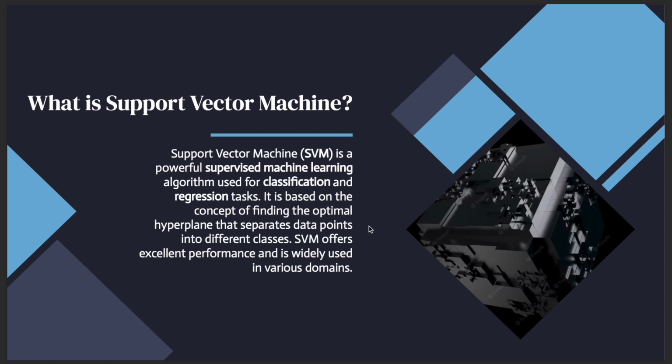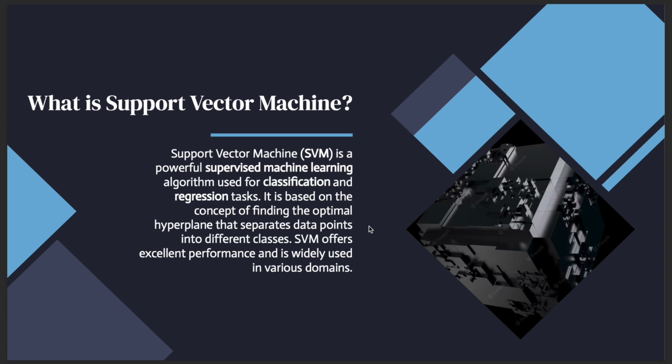The goal of an SVM is to find the optimal hyperplane that maximizes the margin, which is the distance between the hyperplane and the closest data points to each class. The data points closest to the hyperplane are called support vectors, hence the name support vector machines.